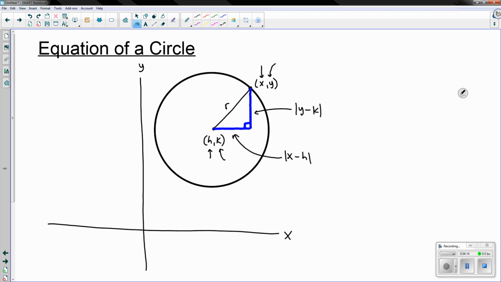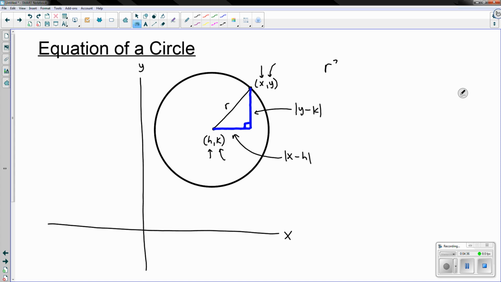So again, ultimately, due to the fact that we're going to square this term, it doesn't matter what you subtract from what, but absolute value gets you the distance between 2 points. So now that we have the representation for the horizontal and vertical leg of our right triangle, we can come up with a relationship between these 3 parts of the triangle through Pythagorean theorem.